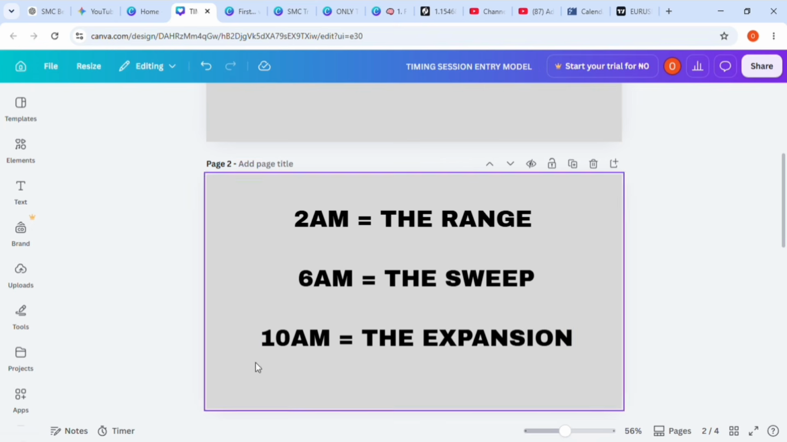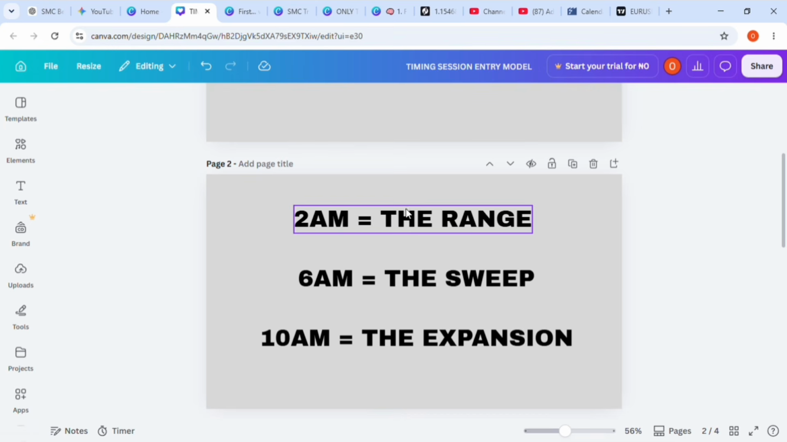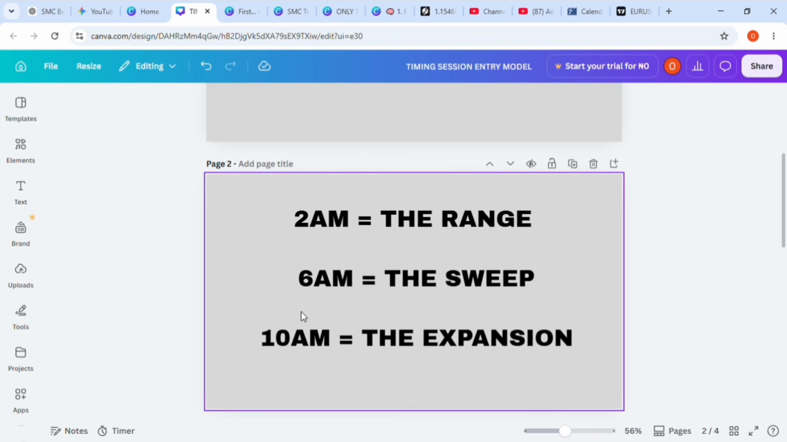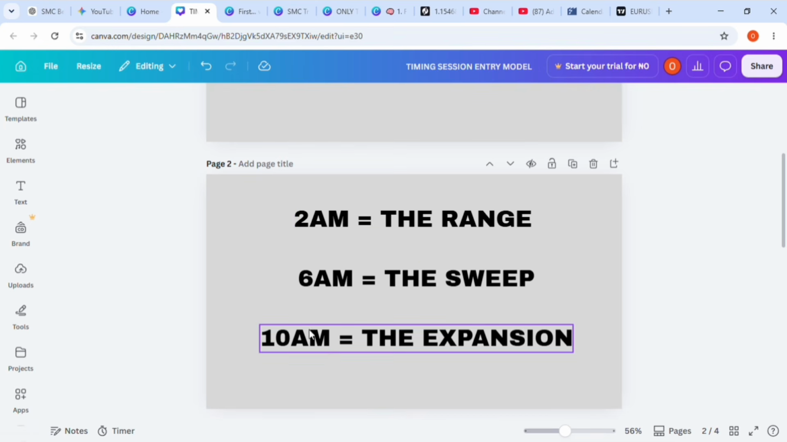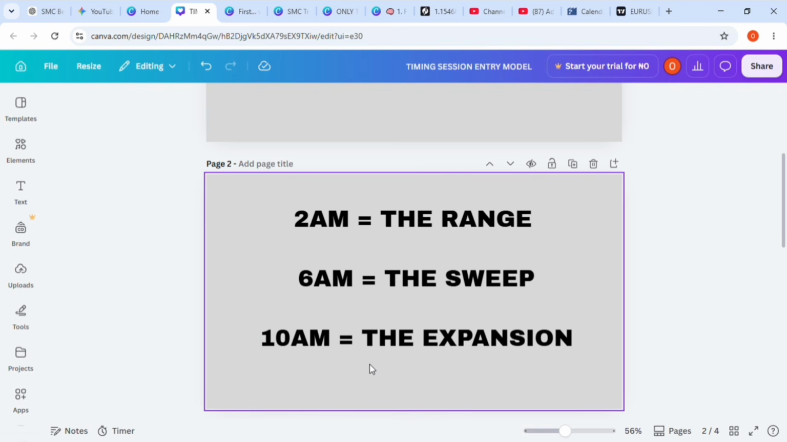The 2 a.m. candlestick in our 4-hour is used for the range. The 6 a.m. is used basically for the sweep, and the 10 a.m. is used for the expansion.